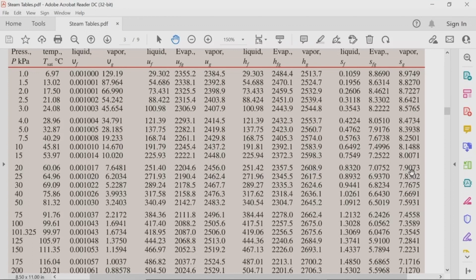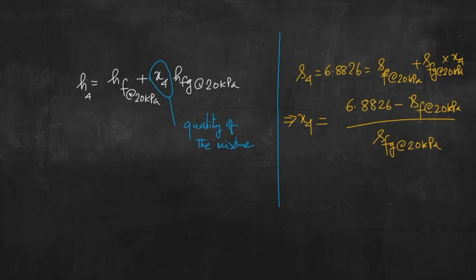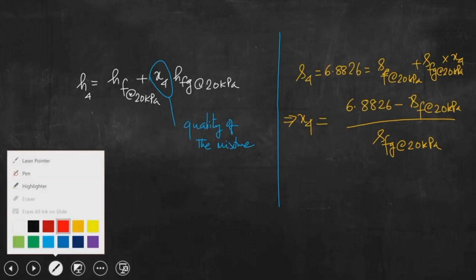Check it, because you know that Sg is 7.90, but the entropy at state point 4 is less than Sg. So, it indicates that it is not on the saturated vapor line and it is in the two phase zone. So, 0.8320 is Sf, 7.0752 is Sfg, 2357.5 is Hfg, 251.42 is Hf. Knowing this, we can go back to the slide and calculate the enthalpy at state point 4.